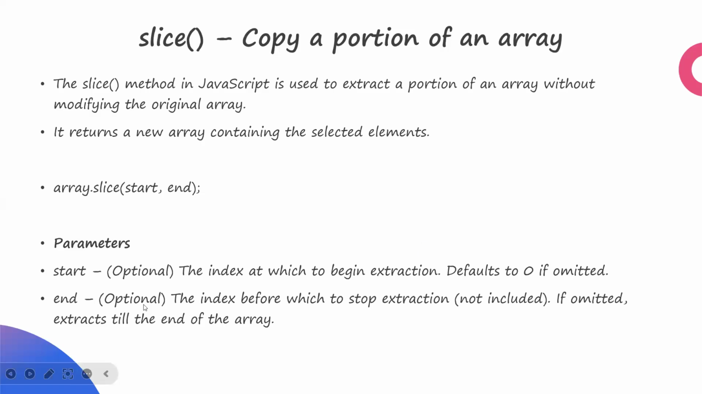The end parameter is also optional. This is the index before which to stop extraction, so it is not included. It is the index that you want the extraction to stop before. So that particular element at that index will not be included in your sliced array. If you omit it, it will extract to the end of the array. Okay. So let's take a look at it.